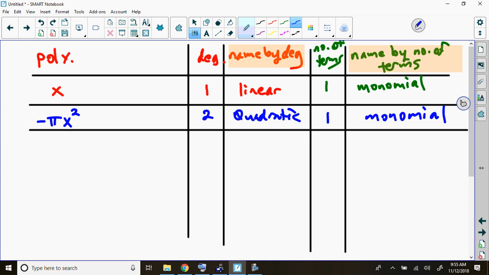The leading coefficient's negative pi. Is pi real? Pi's real. That's cool. That's a polynomial. We're good. Ain't nothing wrong with that.